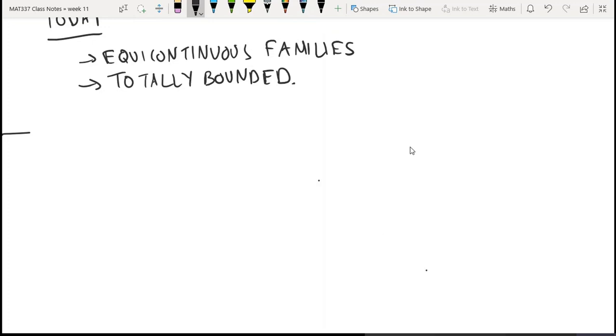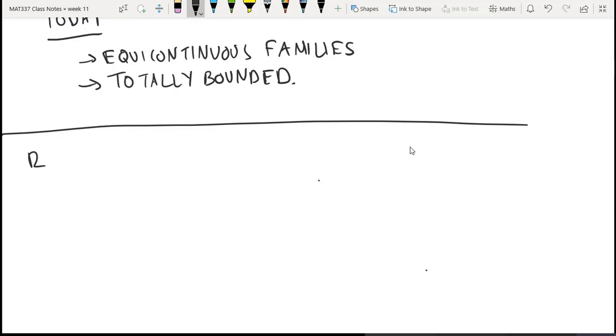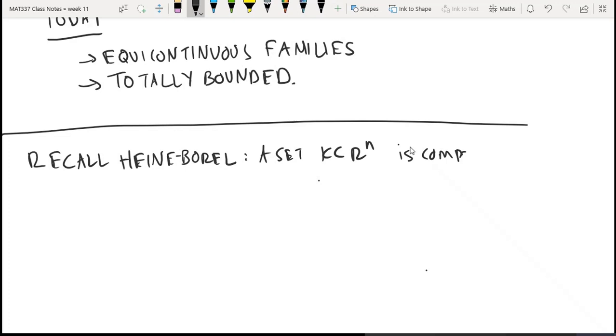Why are we talking about equicontinuity? So, recall Heine-Borel. It said that a set K in Rn is compact if and only if K is closed and bounded. Closed and bounded.